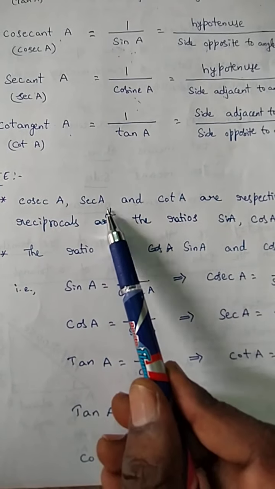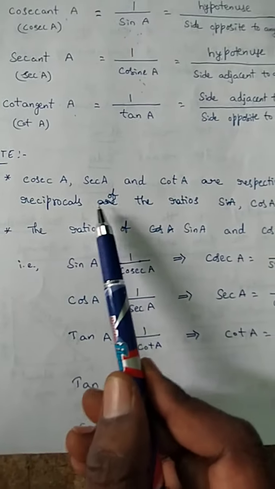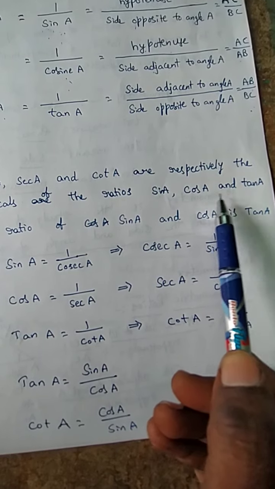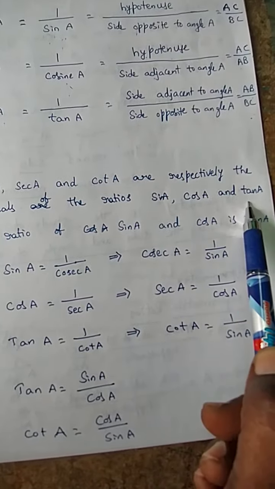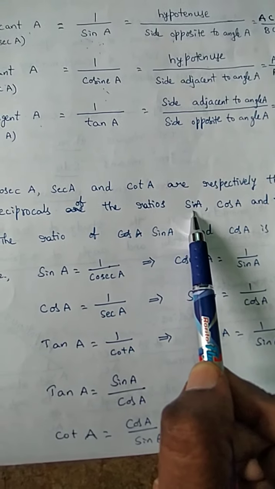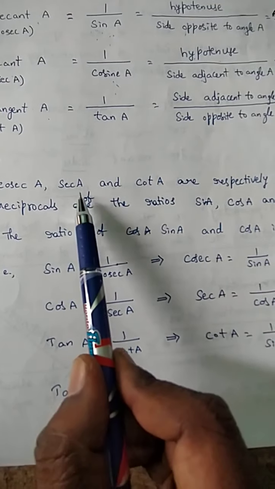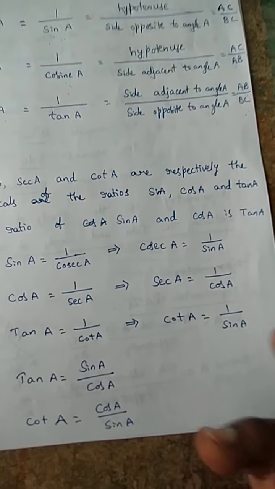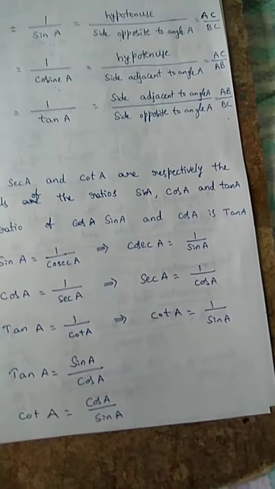So cosecant A, secant A and cot A are, respectively, the reciprocals of the ratios sin A, cos A and tan A. Clear? So these three are reciprocals of these three respectively. The meaning is that sin A is the reciprocal of cosecant A; both are reciprocals of each other. In the same way, secant A is the reciprocal of cos A, and cot A is the reciprocal of tan A. Clear? And then the ratio of sin A and cos A is tan A.